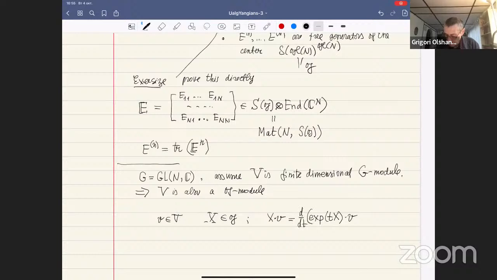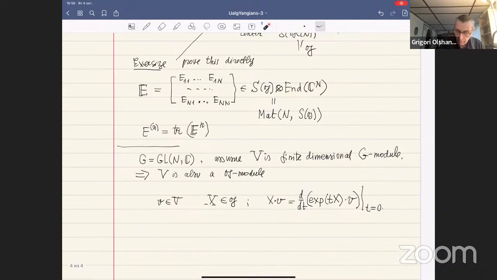and taking the derivative. This is a nice complex analytic vector function. It can be differentiated at t equal to 0. Or, which is the same, one can expand this vector function into a Taylor series in t and just take the coefficient of t in degree 1. So this is the correspondence between these two actions.